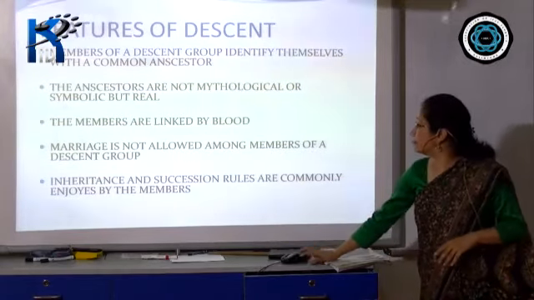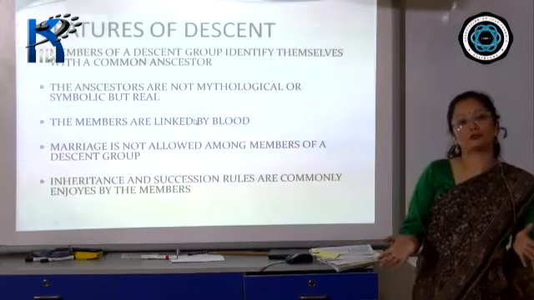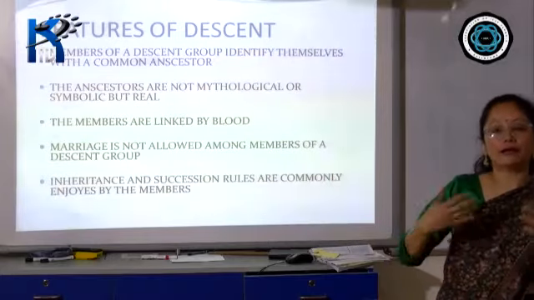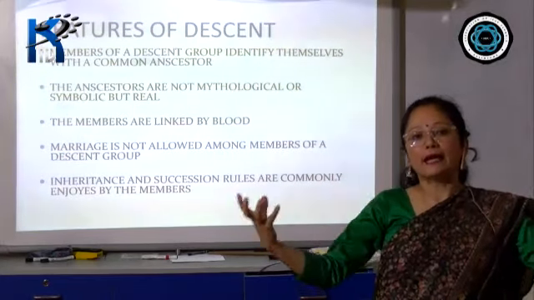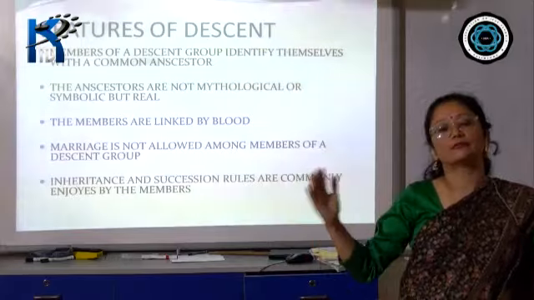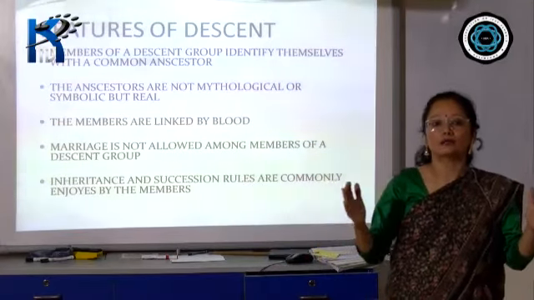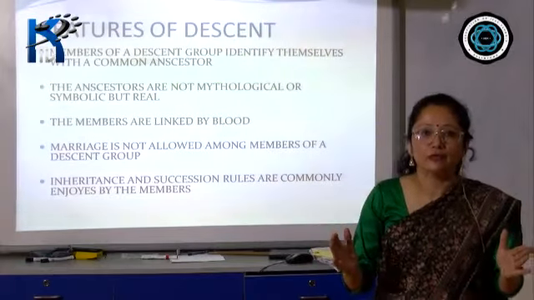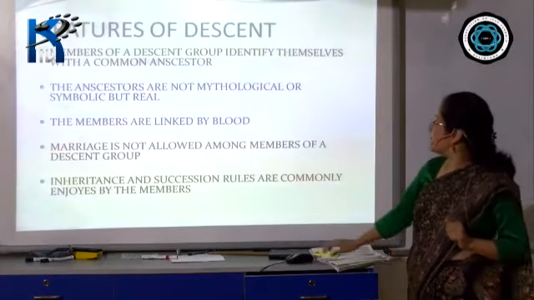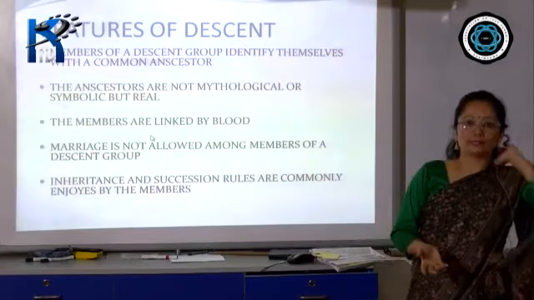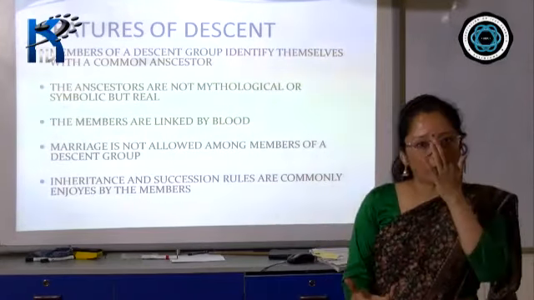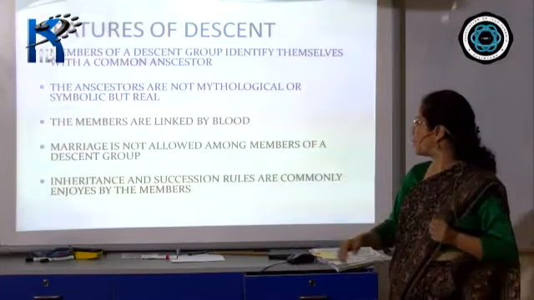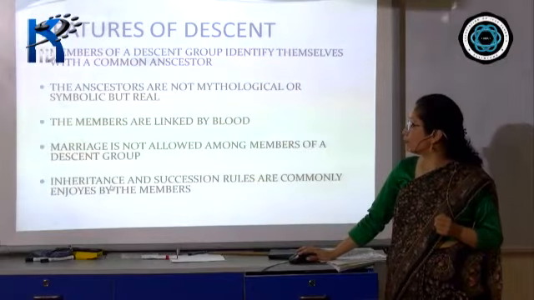Next, the members are linked by blood naturally. If there is a point of origin, then every relative of that descent group is linked to each other through blood relation. You all are families. You all are relatives. Next, marriage is not allowed. It's impossible since you're related by blood, since they happen to be your relatives. It's a big no. Marriage is not allowed amongst the members of a descent group.